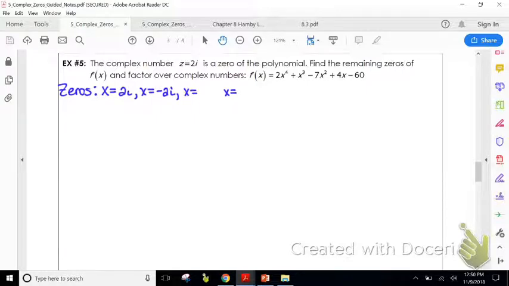So let's go ahead and think about that. To write it as factors, f of x equals, the x equals 2i would give me x minus 2i. And the other one is x plus 2i. Plus then I'd have a factor for this one, and I'm going to have a factor for that last one, correct?